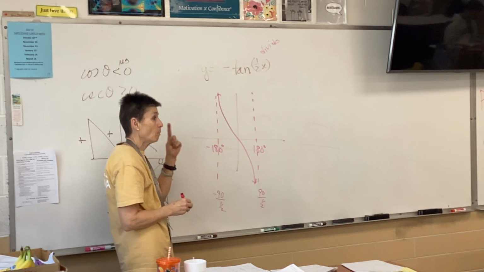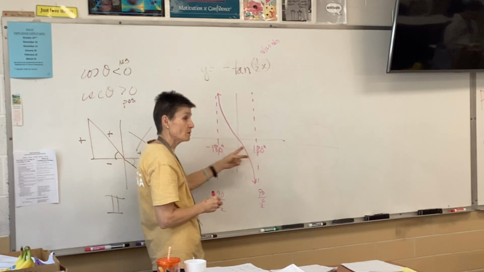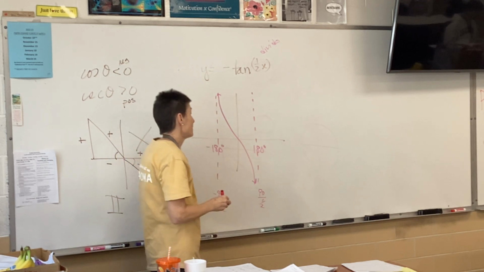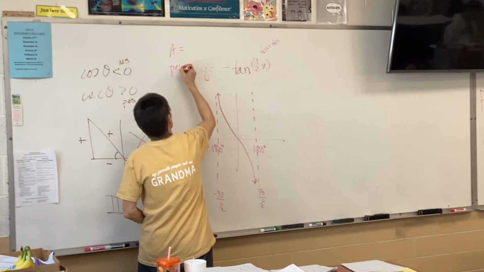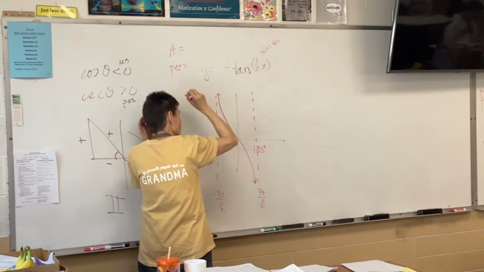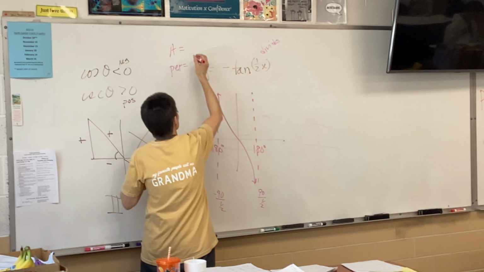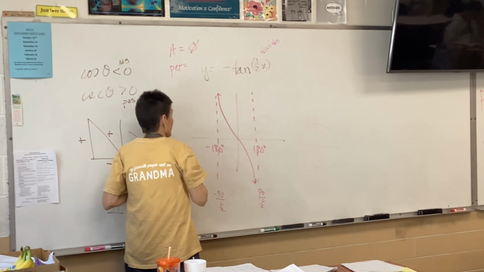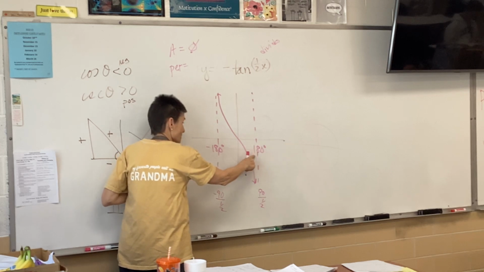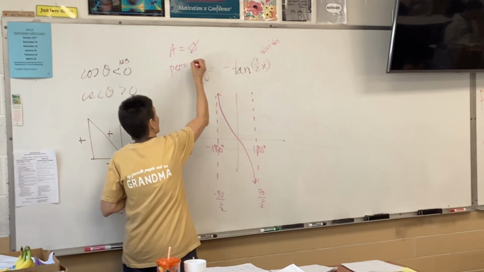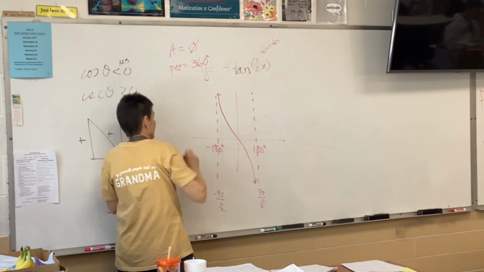All right, so we get a point for the shape, we get a point for the labels, and then we get a point for amplitude and period. What's the amplitude of a tangent? None. Period. Distance from asymptote to asymptote, 360 degrees.